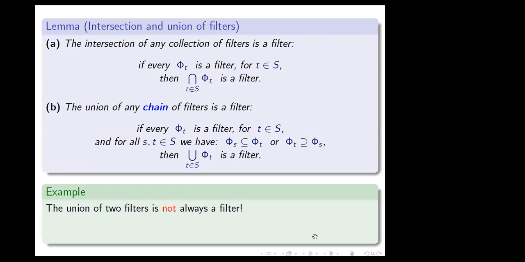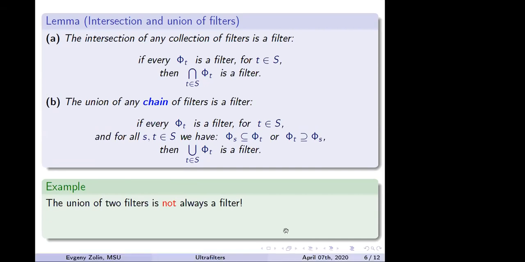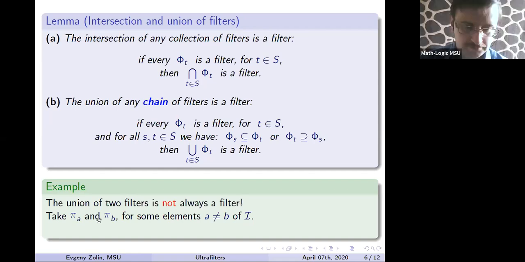Union of these filters is obviously not a filter, because if we intersect two sets of this filter, like the set of x and the set of y, we have an empty set. So we take the principal filters generated by two different elements. This can be done in any set, particularly in the set of two elements.